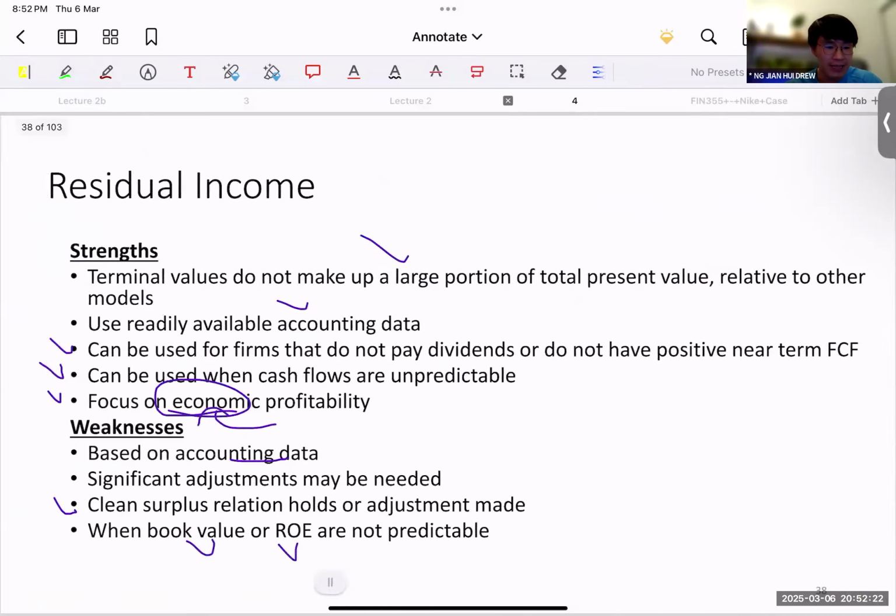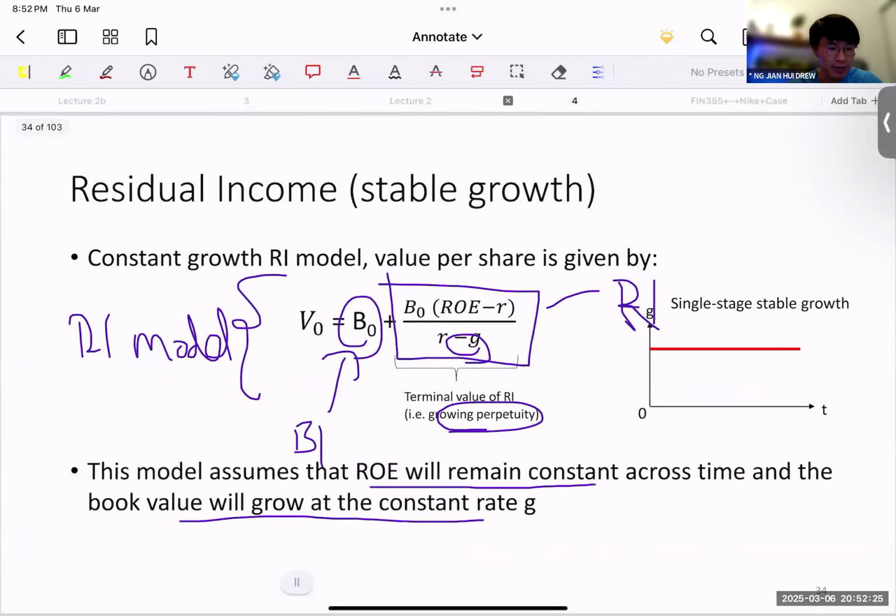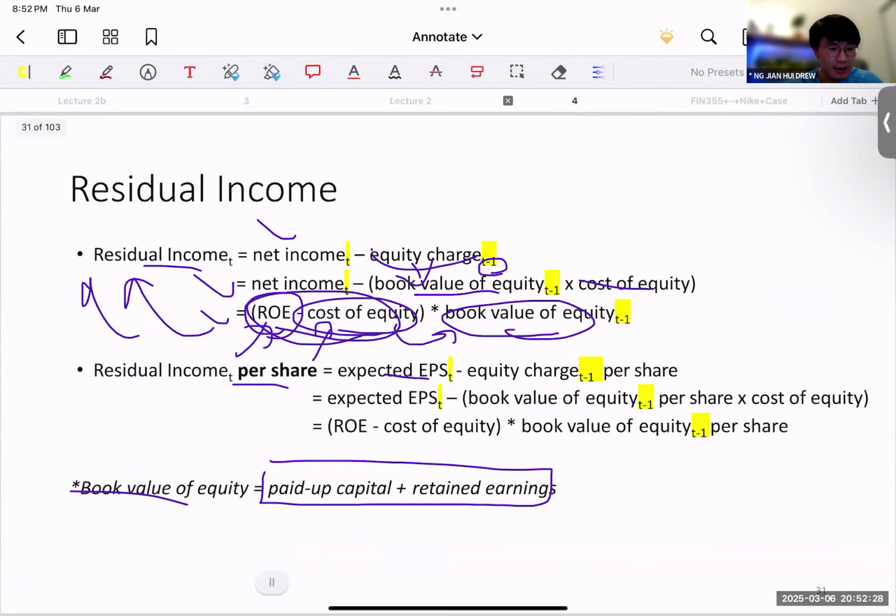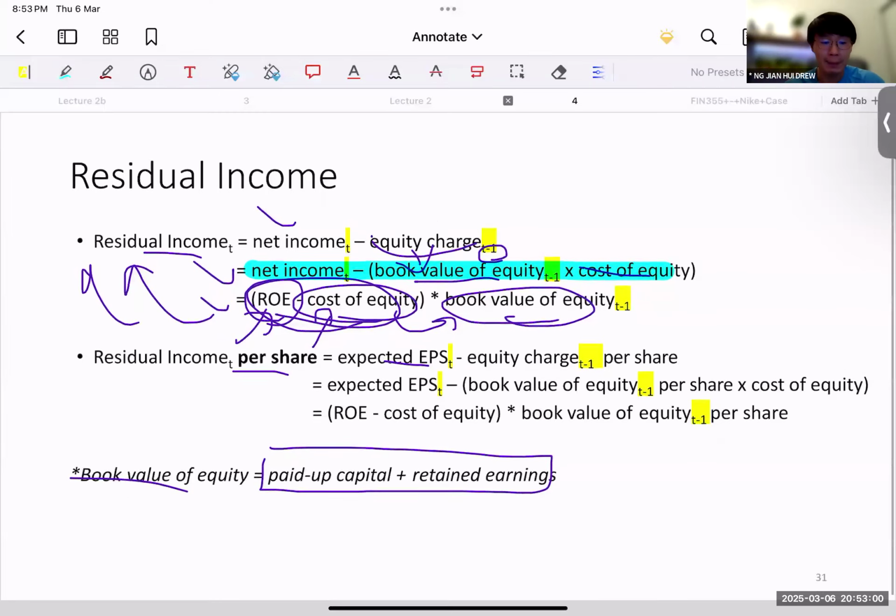I'm just going to flip back to your residual income. What's the formula for residual income? It is net income minus book value of equity times cost of equity. Can you see it's almost exactly the same? There are just slight tweaks. For your EVA, instead of net income, you use net operating profit after tax. Instead of cost of equity and book value of equity, we use cost of capital and our total capital.